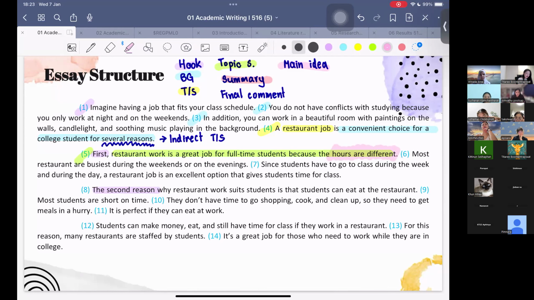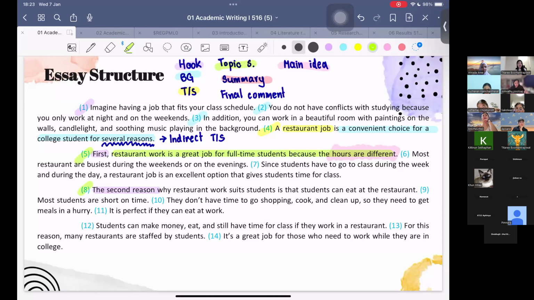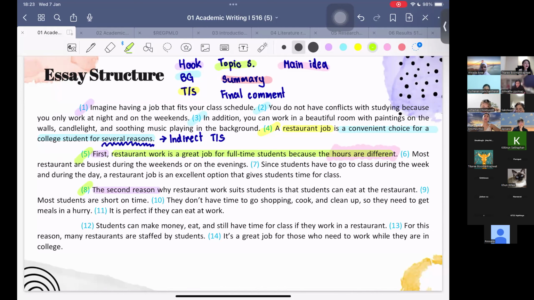Moving on, the next paragraph, body paragraph number 2, sentence number 8. This reason is connected, not related, but connected. Let's say it's in the same group because it's another reason. So the author chose to show how reasons link with each other by starting the paragraph with a time order signal word, saying the second reason. The whole of sentence 8 is the topic sentence.